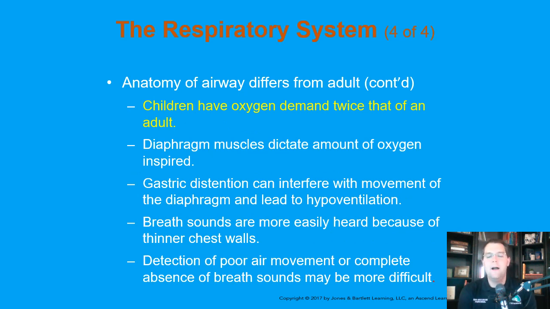A child has an oxygen demand that is twice that of an adult. Yes, you read that right. Twice that of an adult. They breathe faster because their lungs are smaller and they need more oxygen. Their diaphragm dictates the amount of oxygen that they inspire. Their chest muscles are not as developed, so their diaphragm in particular is what controls the depth of their breathing.